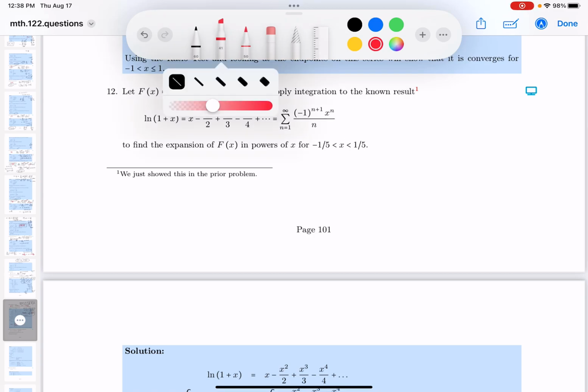Okay, it's a confusing question, there's no doubt about it. But they tell me what this big f of x is, but they say apply integration to the known result. And we just did this.